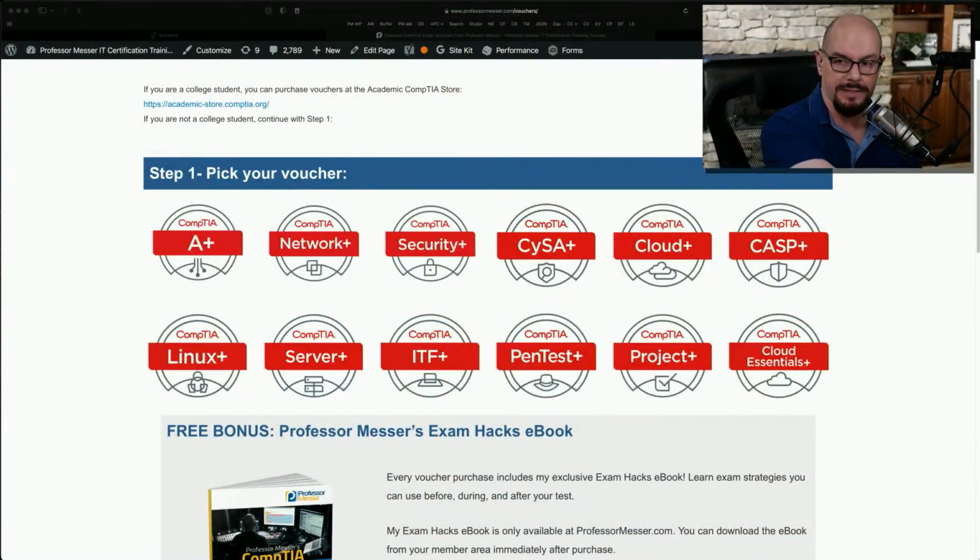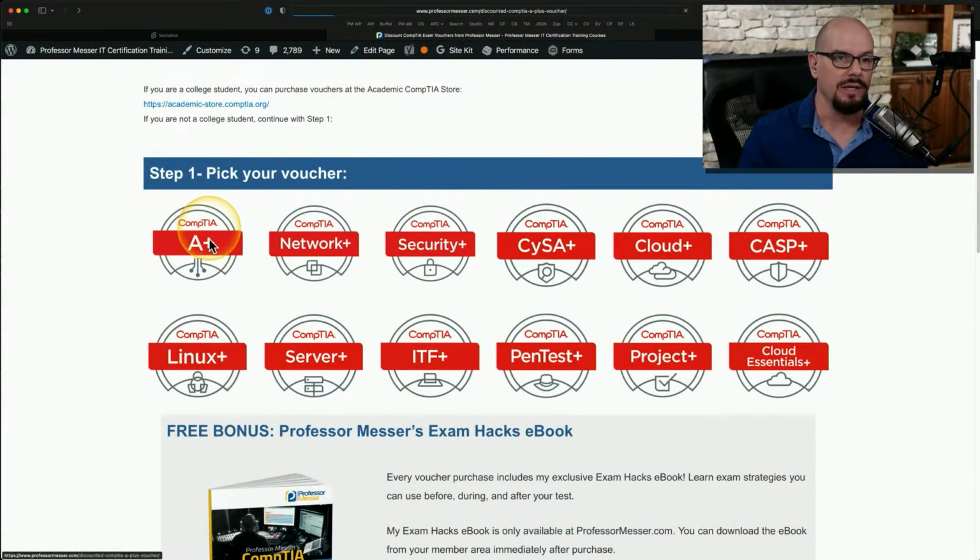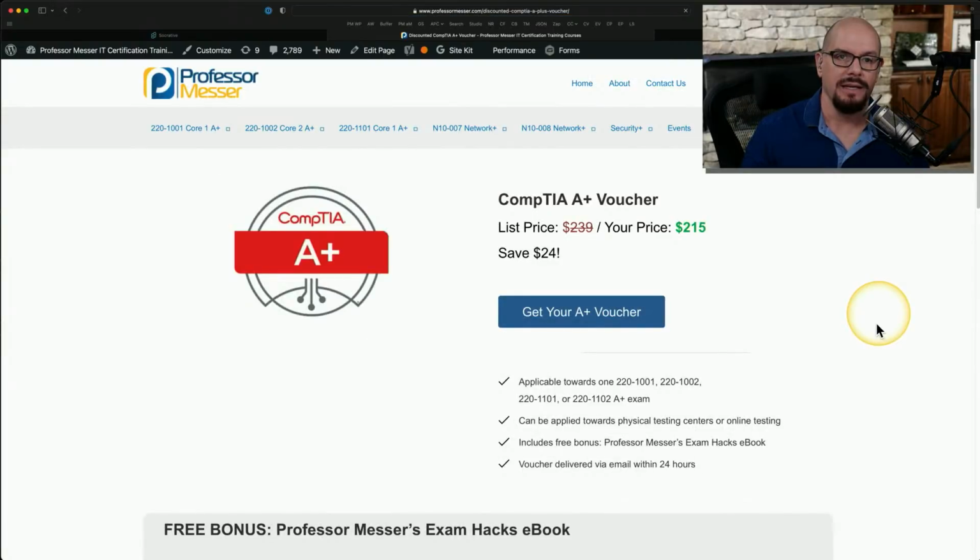And if it doesn't apply to you, you've still got all the vouchers on my site, and those are already discounted. The A+ voucher, for example, currently on my site, instead of $239, is $215. So there is a $24 discount. If you went to the Pearson Vue website, it'd be $239. If you come to my website, you can save almost $25 on the A+. That's the real key, figuring out the details of this.